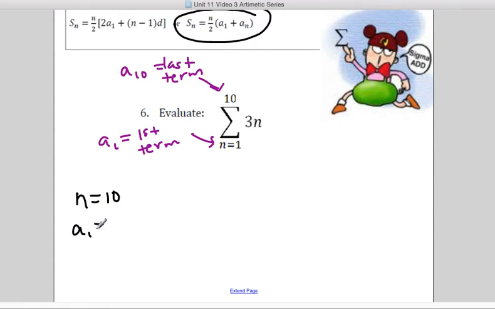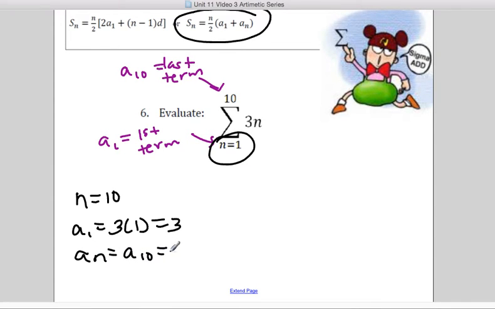My a sub 1, okay, I take and I plug 1 in. Whatever number is listed at the bottom is what I plug in. So 3 times 1 gives me 3. The top number will be my a sub n. So a sub n is equal to a sub 10 in this case. So 3 times 10, so 30.